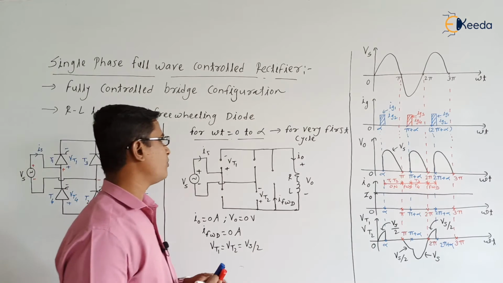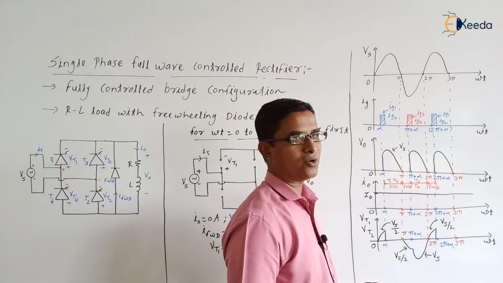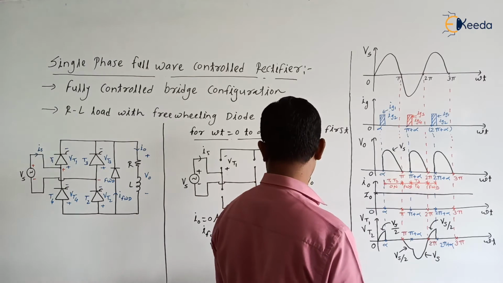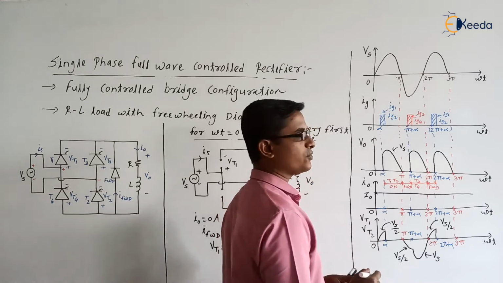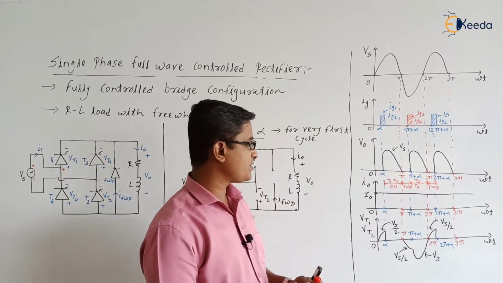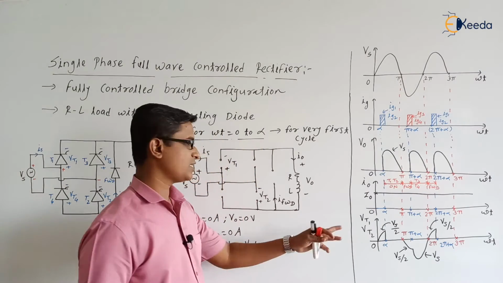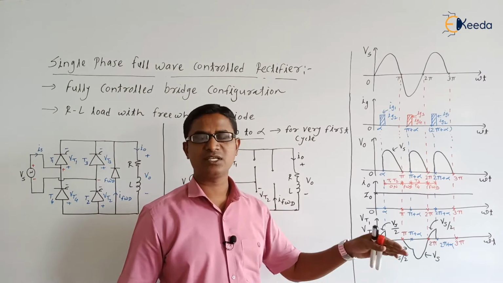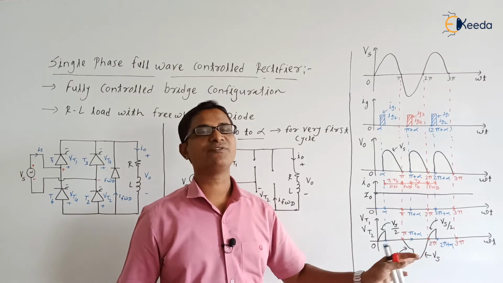So for omega t is equal to 0 to alpha, V0 is 0. I0 for the very first cycle will be 0, but for continuous cycle it will be non-zero. VT1, VT2 from 0 to alpha is equal to Vs by 2. This is for continuous cycle as well as for very first cycle.